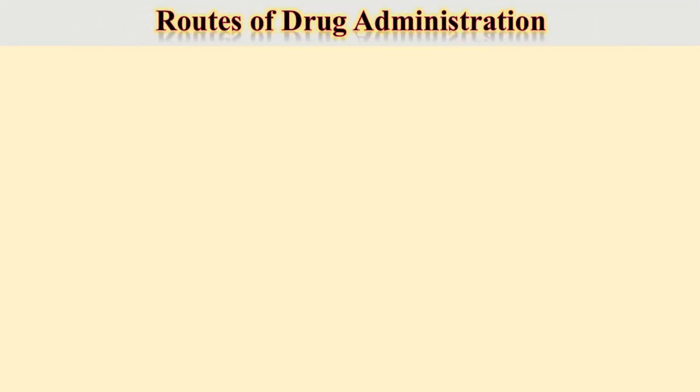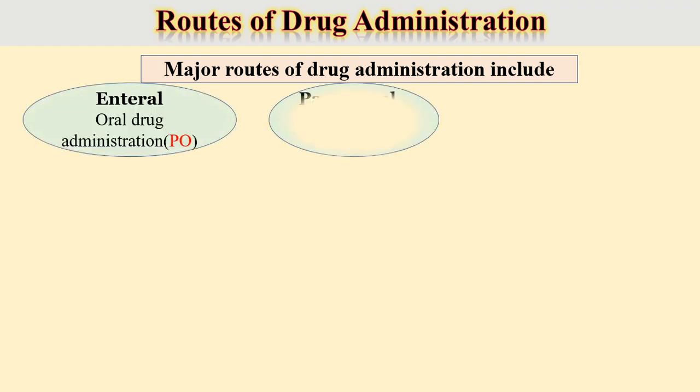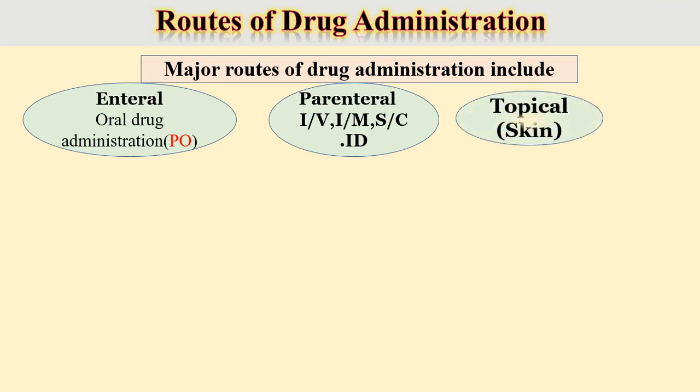We have many routes of drug administration, and we have what we call the major routes of drug administration, which include the enteral, or oral, where the drug is administered per oral, and the parenteral, where the drug is administered either intravenous or intramuscular, subcutaneous or intradermal. And also we have the topical drug administration that uses our skin.